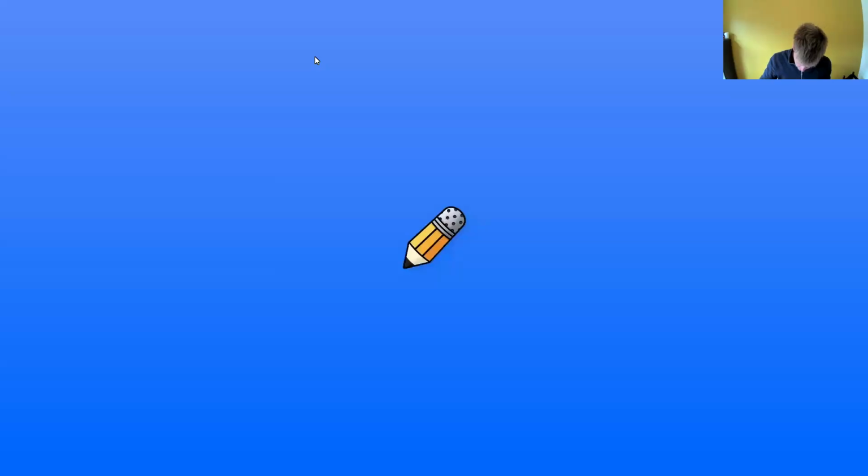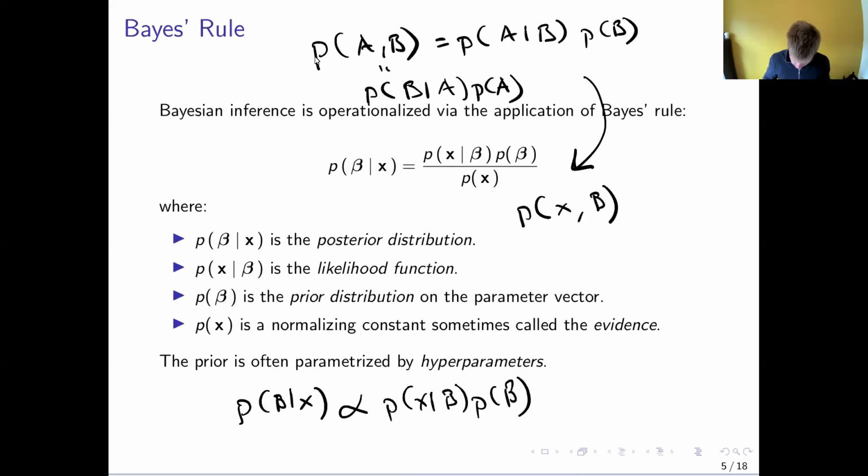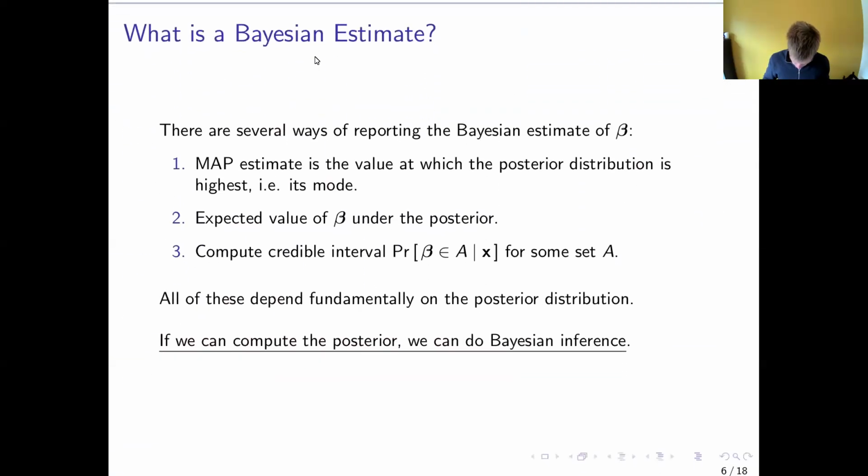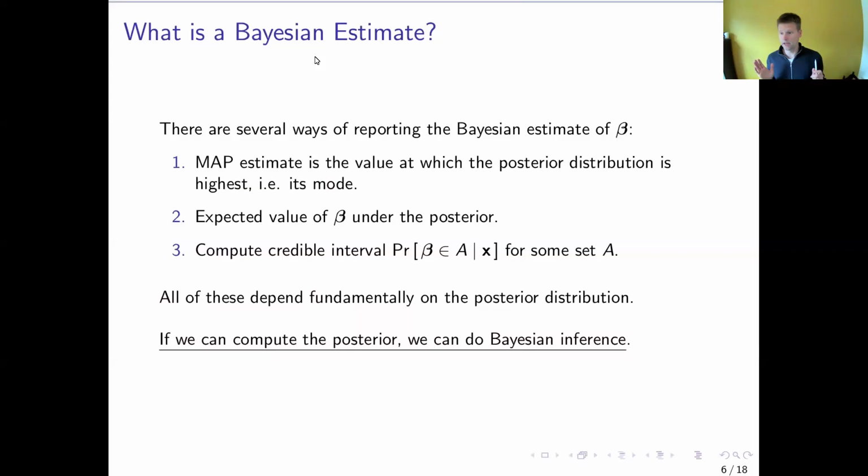All right, so let me jump back into the slides. So basically, the bottom line is, if I can compute the posterior distribution, I can start to do Bayesian inference. Why you would want to do Bayesian inference instead of frequentist inference is still an open question. But hopefully, I can convince you in the next 5 or 10 slides that it might be a good idea in this particular environment.